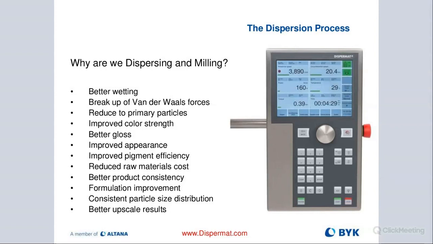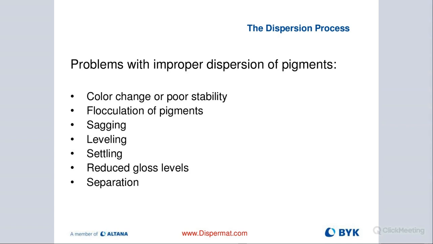And then, of course, formulation improvements. And then finally, we want to achieve a really consistent particle size distribution. That should also help us when we go from lab all the way to pilot to production, that we have really good upscale results. So we want to do a good job there in the lab to start out with, to make sure that our production runs are satisfactory and we have a really good quality product we can sell to our customers.